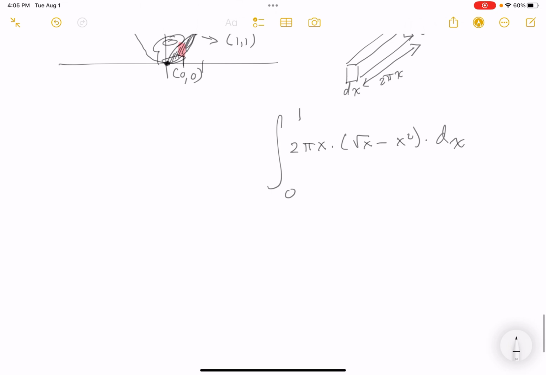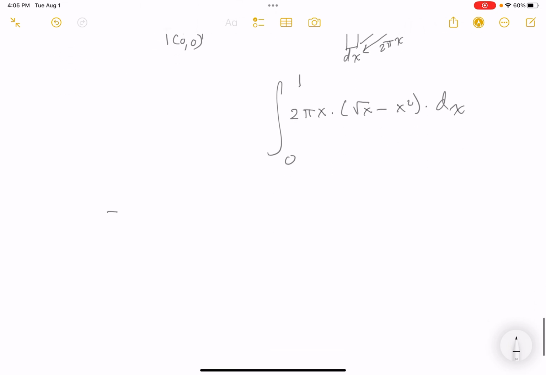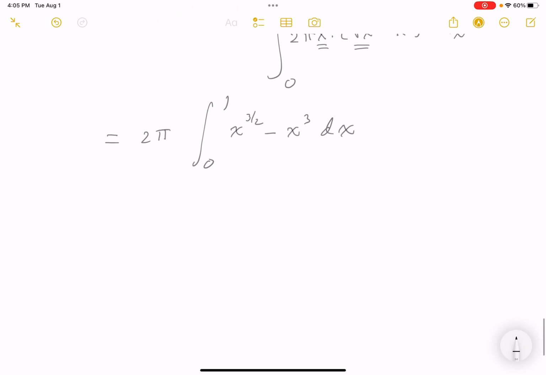Let's go for the simplification. So I'm going to pull out a 2 pi. I'm going to simplify the integrand by expanding it. So x times the first term, well, that's going to be x to the 1 and a half, which is 3 halves, minus x cubed dx. I'm going to integrate now, 2 pi. The limits look nice, by the way, 0 and 1, very simple to deal with. So what do you do? Increase the exponent by 1. That's going to be 5 halves.